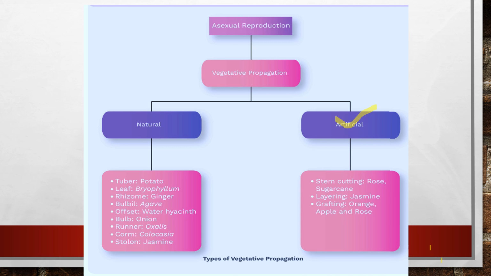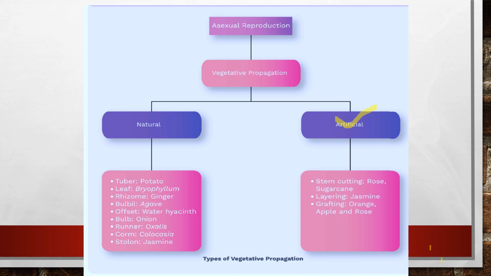Another process is called grafting. By this process, a detached part of one plant is inserted into the stem or root system of another plant. The former detached part is called scion and the latter part is called stock. The grafted portion is covered by grafting wax to avoid infection.